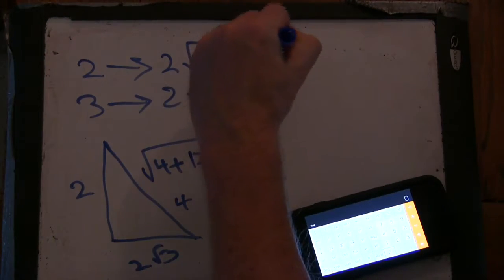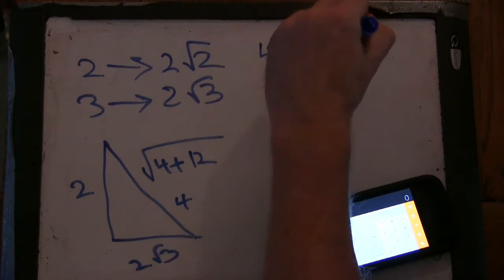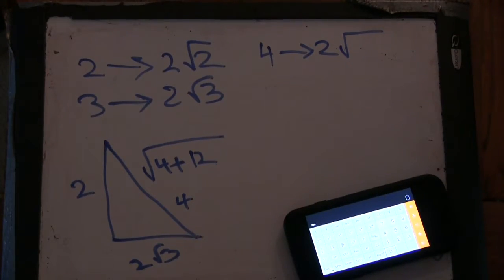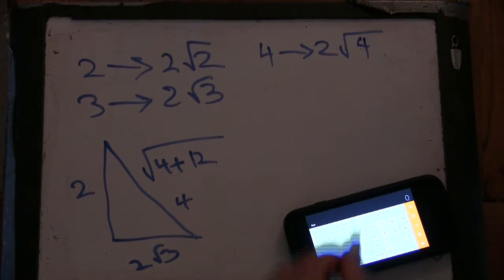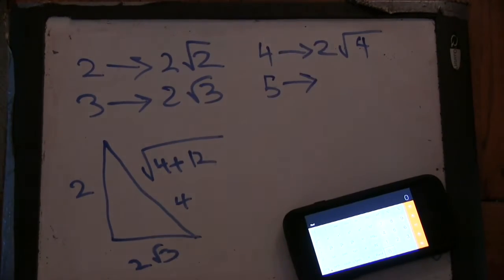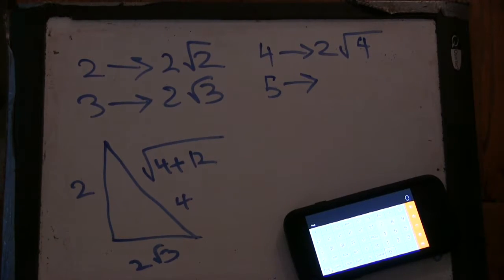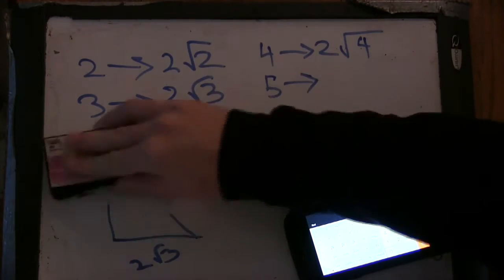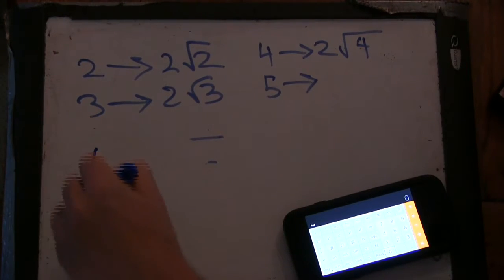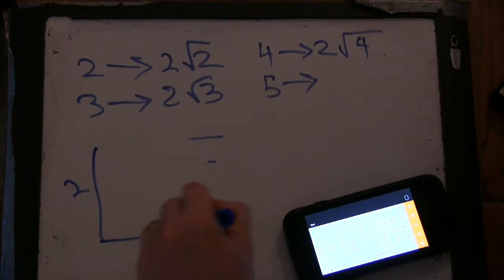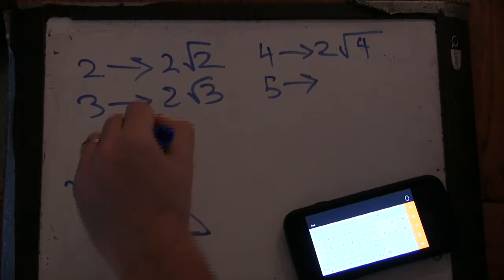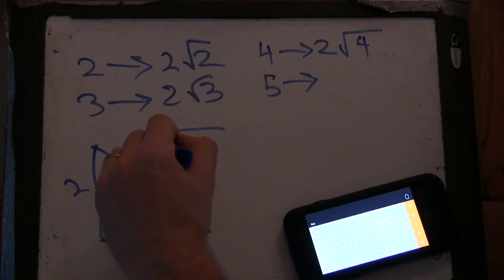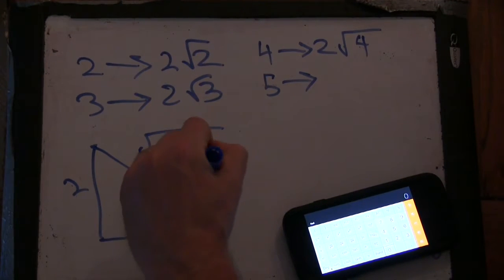So in 4 dimensions, we actually got 2 times the square root of what? The square root of 4. Yeah, it's 4. 2 times the square root of 4. So what do you think it's going to be in 5 dimensions? 2 root 5. Let's just see real quick. So you have 4 long, 2 high. Sorry, I'm not drawing it to scale. How long is the diagonal? 4 plus 16 is 20, so it's root 20, which is 2 root 5.